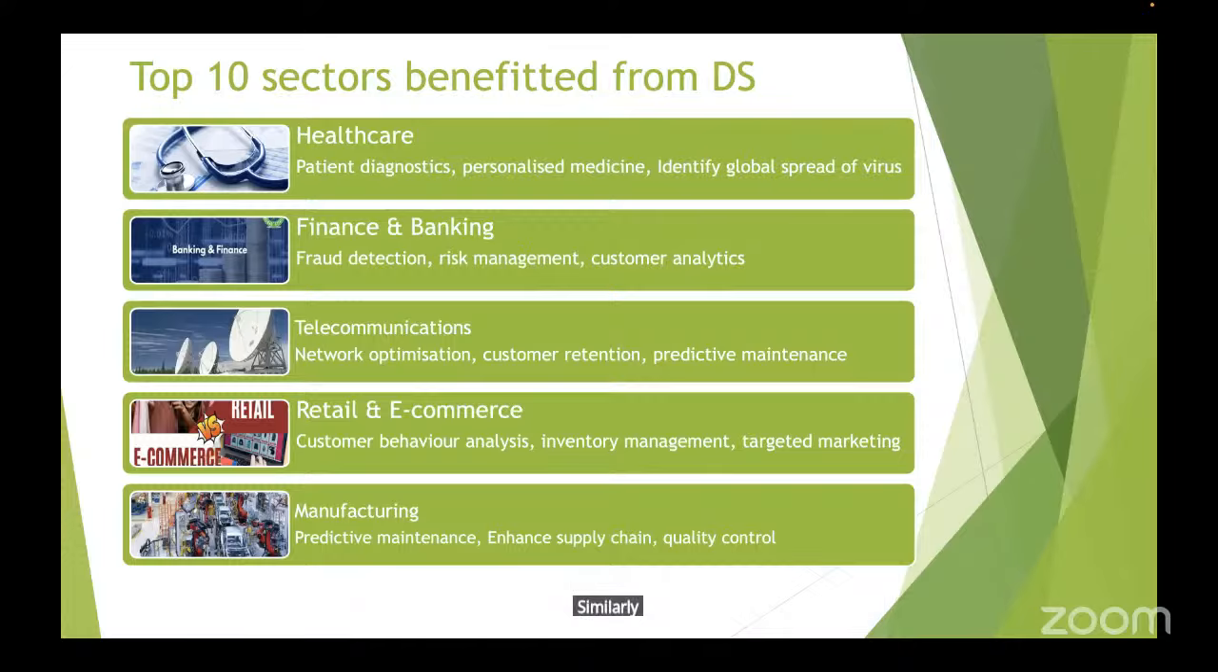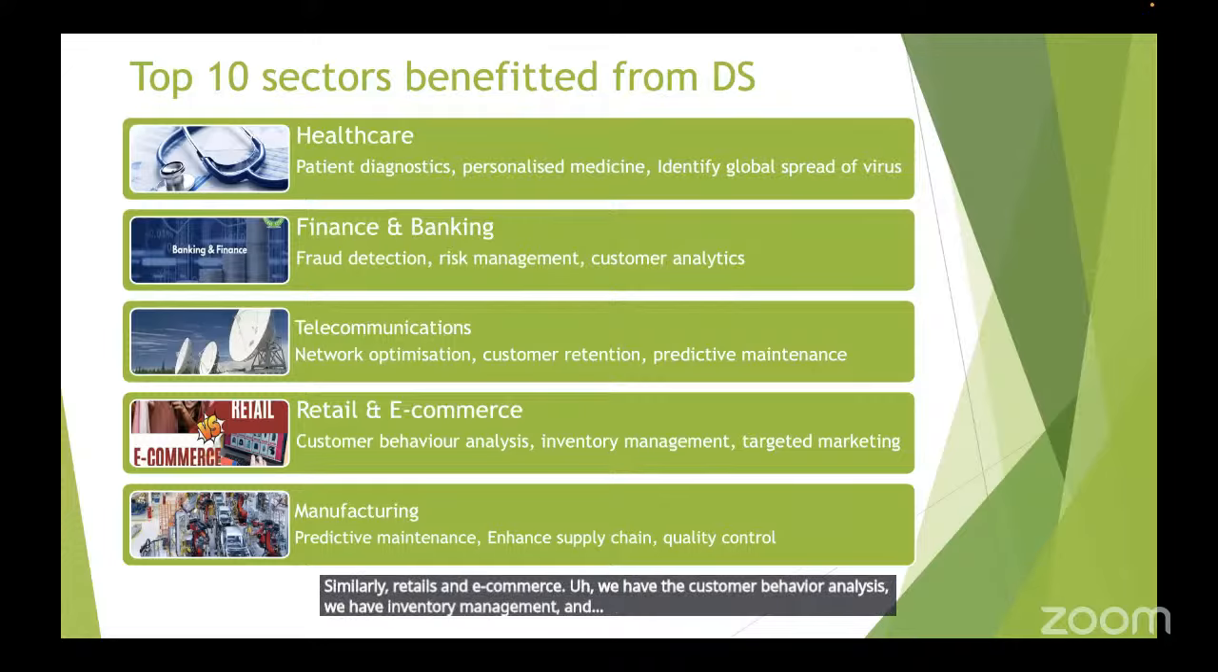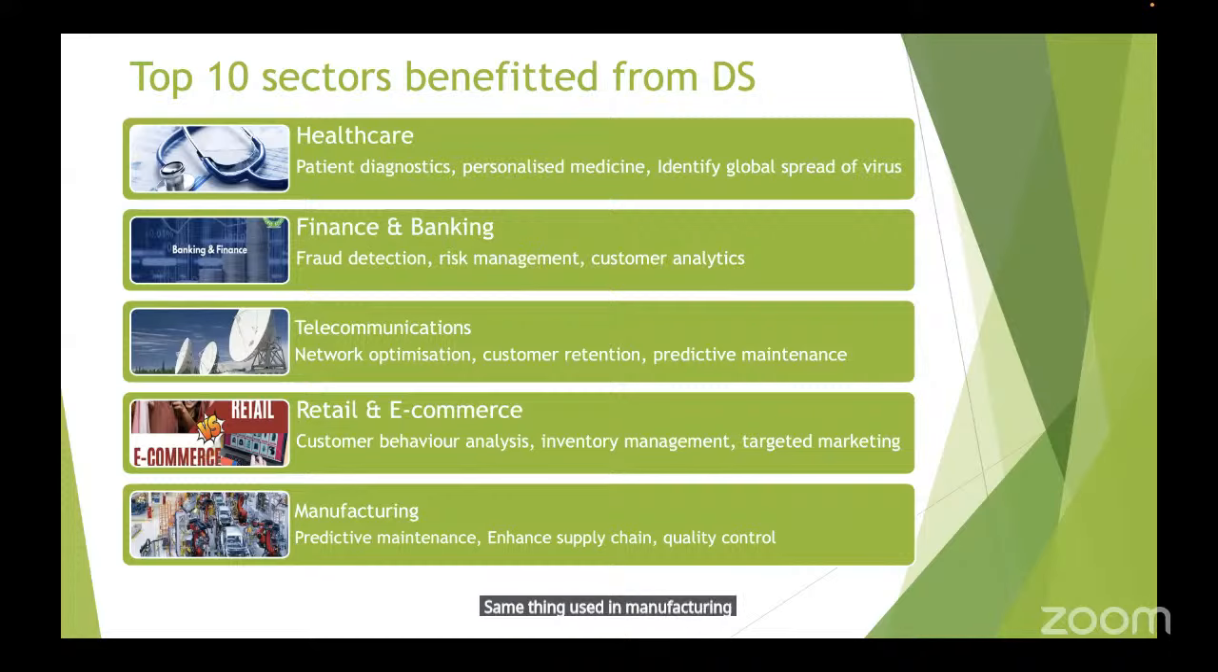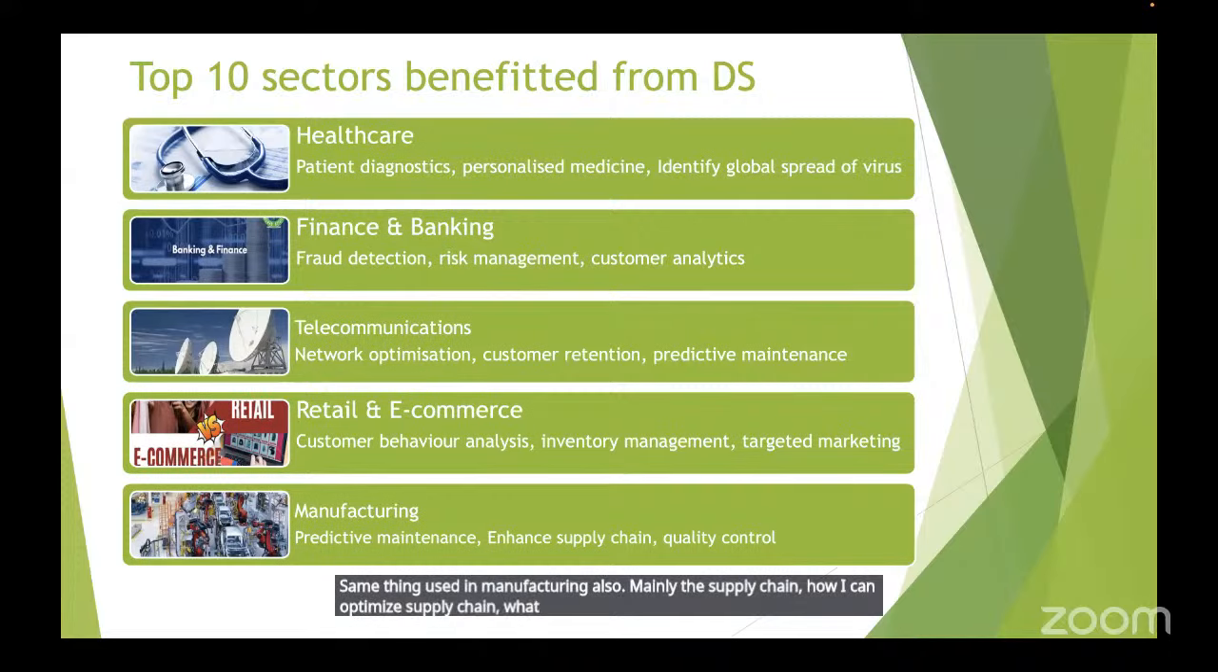Similarly, retail and e-commerce. We have customer behavior analysis, inventory management, and specific target focus of products in a specific time. It's called targeted marketing. The same thing is used in manufacturing also, mainly the supply chain. How can I optimize the supply chain? What is the best route to do that? And quality control.